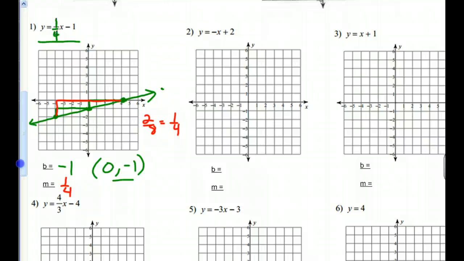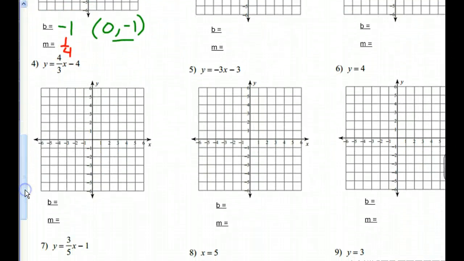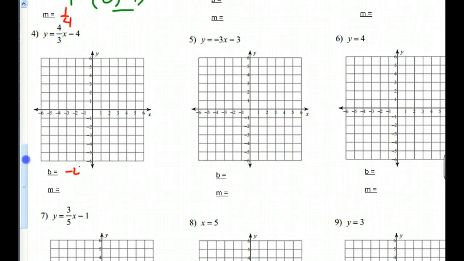So why don't we do number 4 here. So we start at our b, and our b is -4. We're getting that from right here. Our slope is the number before the x. Our slope is our m. Our m is +4/3. So we know this is a positive graph.